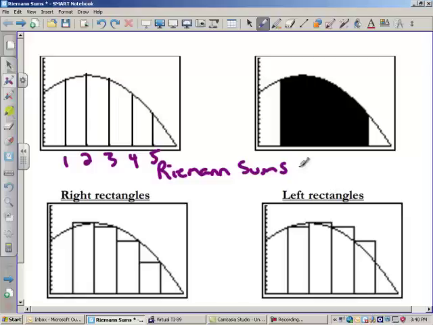Now if you're using left rectangles, that means that from 1 to 2, 1 is on the left. So the function value at 1 determines the height of the rectangle, and then the function value at 2, and the function value at 3, and the function value at 4. This is what we did yesterday in class.